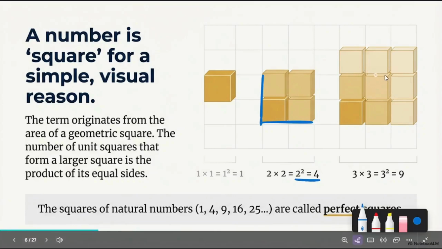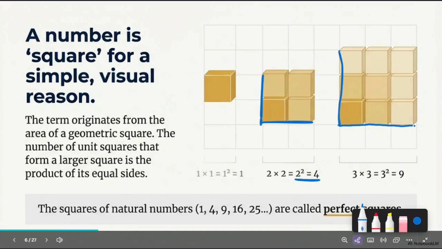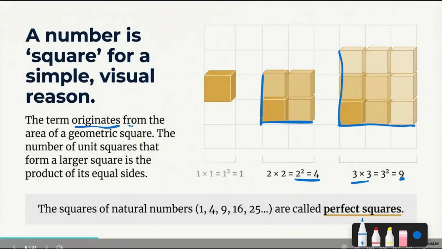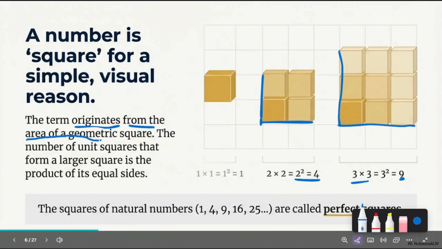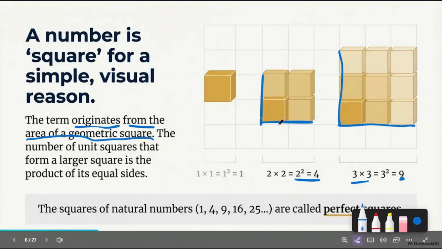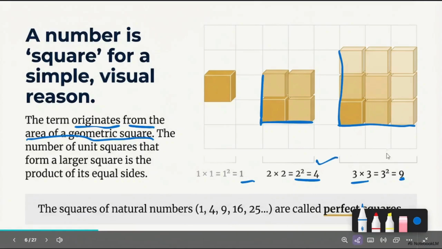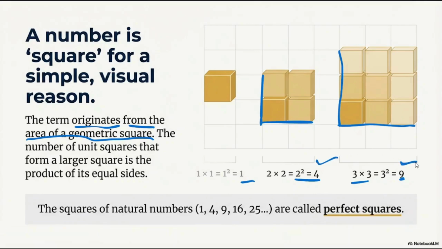If I want to find the area of this, here you can see it is 3, and here also it's 3. So its area will be 3 into 3, 9. So basically this term square originated from the area of a geometric square. You have seen here, right? So I hope you understood why these numbers like 1, 4, 9 are called square numbers.